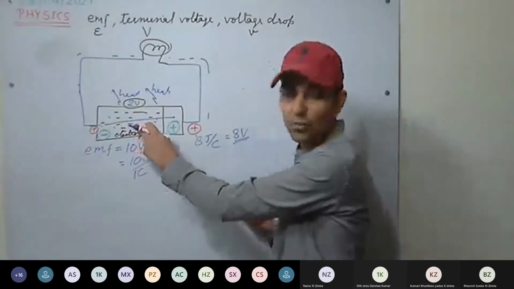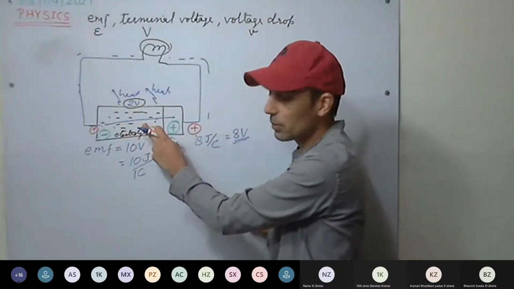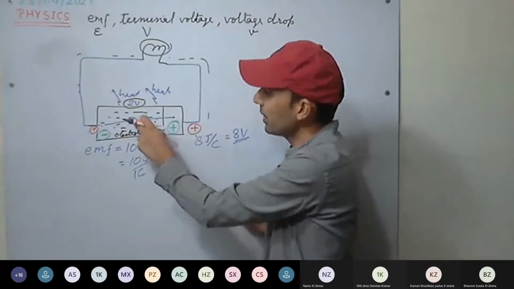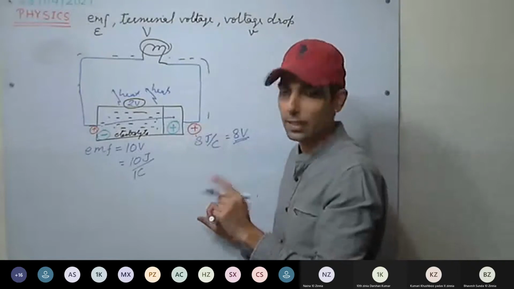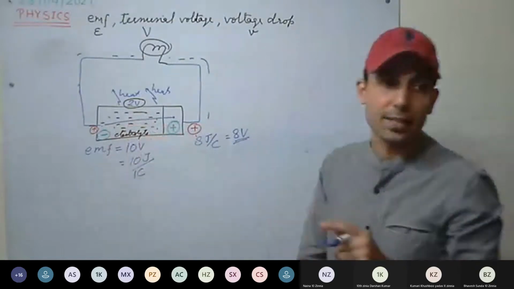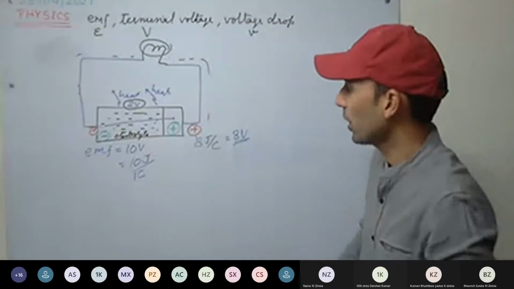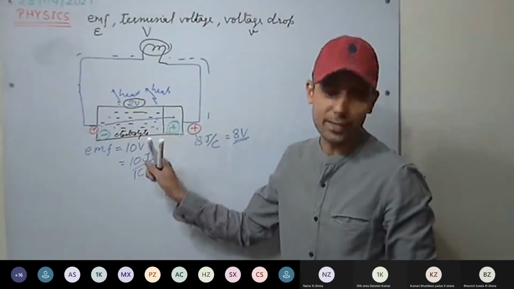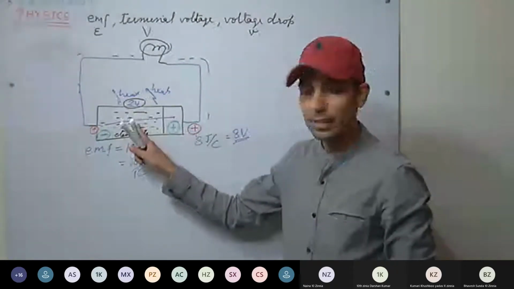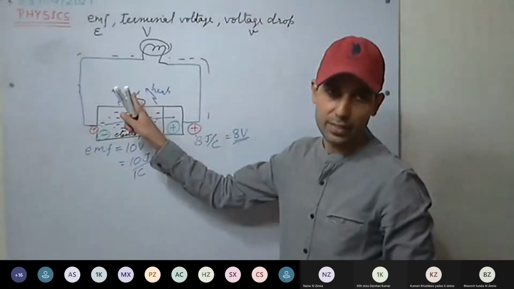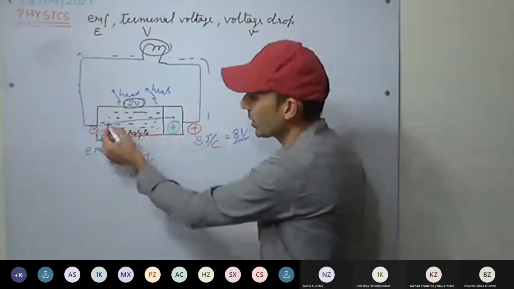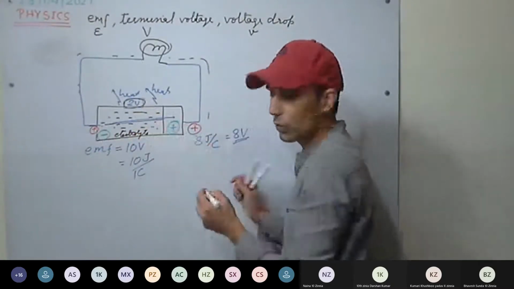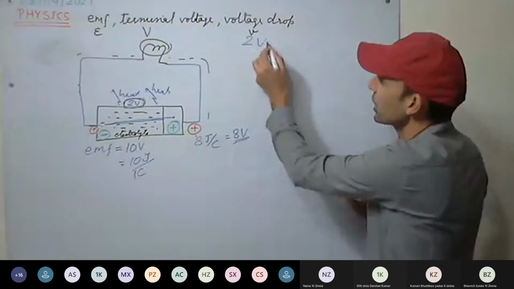So we consider that some resistance is being offered from inside the cell, and there it gets heated. So this chemical, this electrolyte, offers resistance, and that resistance is called internal resistance because it is inside the cell. Because of that, some energy got wasted, and how much? 2 volt. So we can say the potential drop inside the cell is 2 volt, and this is voltage drop.